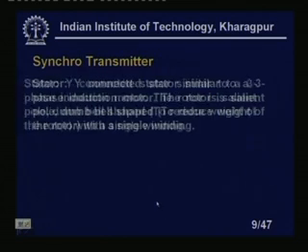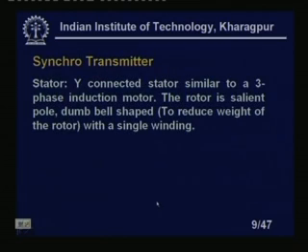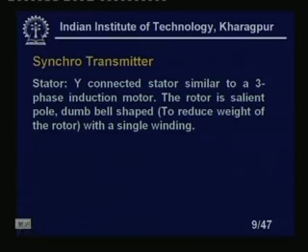Synchro transmitter, let us look at. The stator is a Y connected stator similar to a 3-phase induction motor. Though it looks like a 3-phase induction motor, we will see that we will get a single phase output at the stators of the synchro transmitter. The rotor is salient pole, dumbbell shaped. Why? To reduce the weight of the rotor, so that mechanical loading will not be there. It has a single winding on the rotor of the synchro, where single phase excitation is given through slip rings.